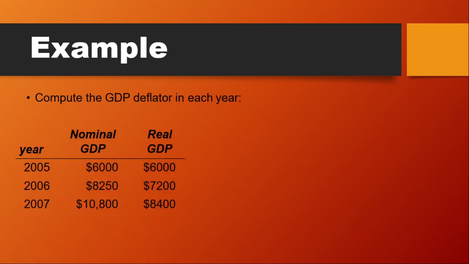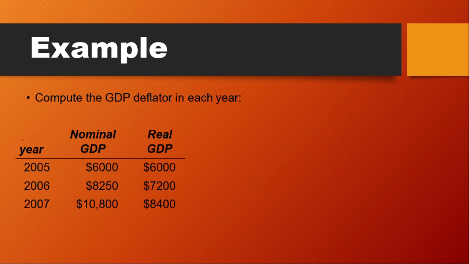Right, so let's look at an example. We are still using the same example from our previous lesson: compute the GDP deflator in each year. From our last lesson, in 2005 our nominal GDP was 6,000 and our real GDP was also 6,000. In 2006 our nominal GDP was 8,200 and our real GDP was 7,200. And in 2007 our nominal GDP is 10,800 and our real GDP is 8,400.